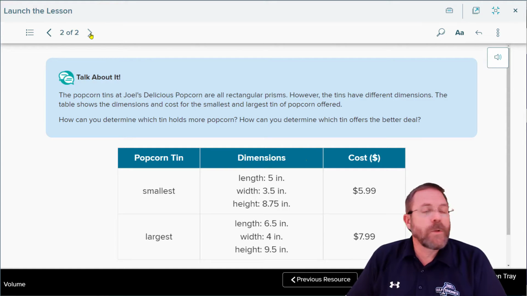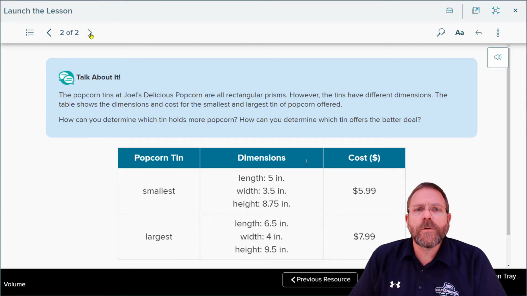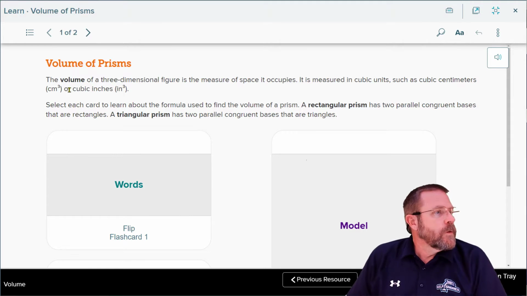How can you determine which tin holds more popcorn? How can you determine which tin offers a better deal? These are some of the things we're going to be learning about in today's lesson. Let's start off by actually defining what volume is.